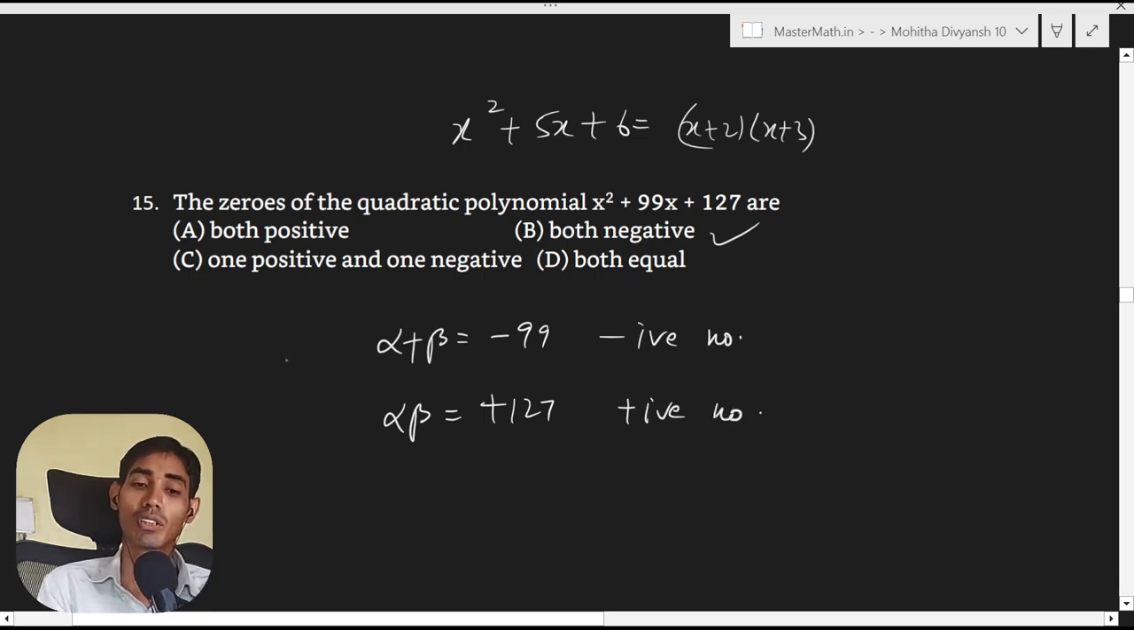So when can we have the sum of 2 things negative and their product positive? Sum of two numbers is negative, but their product is positive. So the product is positive for plus plus and minus minus, right? And if the sum is negative, surely they can't be positive numbers. So both should be negative.